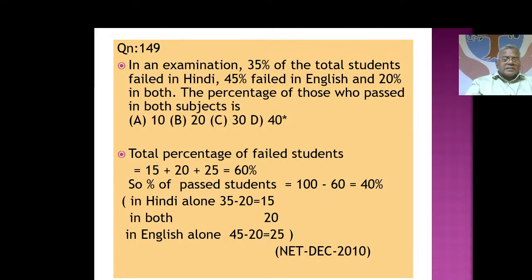தோற்று போனவங்க பூரா சேர்த்து எழுதணும். 15 + 20 + 25 = 60. So percentage of pass எவ்வளோ இருக்கும்? மொத்தம் 100, அதில் தோற்று போனவங்க 60னா 40 பேர் தான் பாஸ் பண்ணியிருக்கணும்.